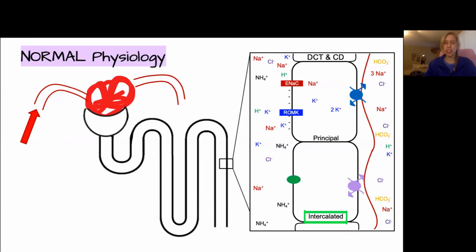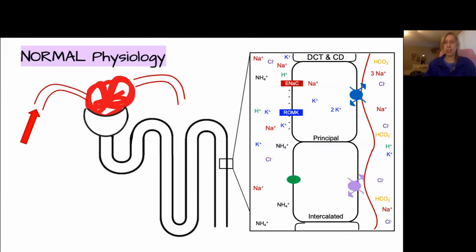Meanwhile, in the intercalated cells, there's a reaction that we're familiar with. There's carbonic anhydrase catalyzing the reaction of water and carbon dioxide to create hydrogen ion and bicarbonate. These two are exchanged in a way that we've seen before, where the bicarbonate is pumped into the blood and the hydrogen is pumped by an ATPase into the lumen of the nephron.